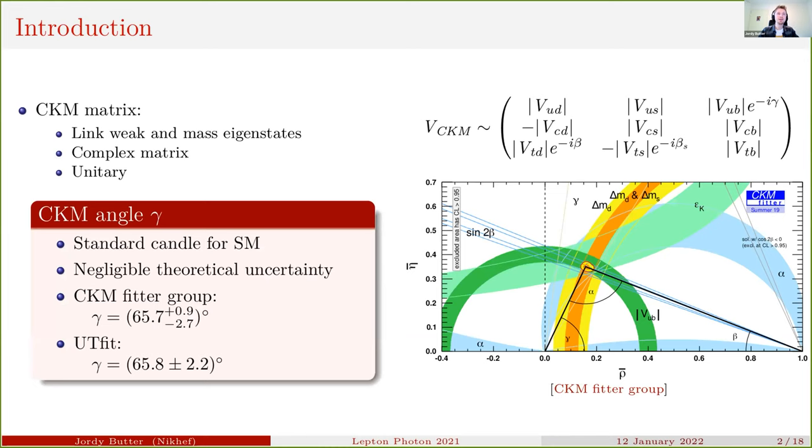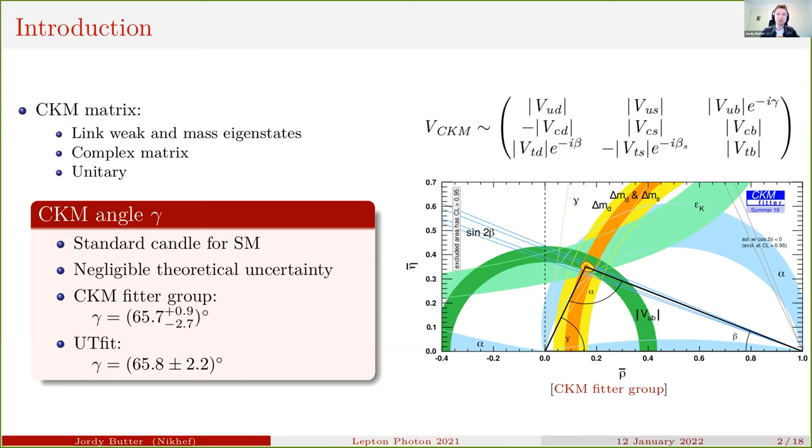So I'm starting with a very quick reminder of the CKM matrix, which you've probably already seen a lot. This is a 3x3 matrix, which links the weak and mass eigenstates. And this has a few important properties. First of all, it's a complex matrix, and it has complex phases like gamma, for example. It's unitary, and from this unitarity, you can construct a unitarity triangle, which is also shown on the right. And one of these angles you can see there is the CKM angle gamma. This is a standard candle for the standard model, and it has a negligible theoretical uncertainty.